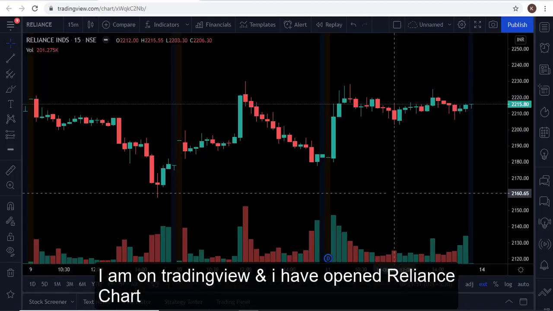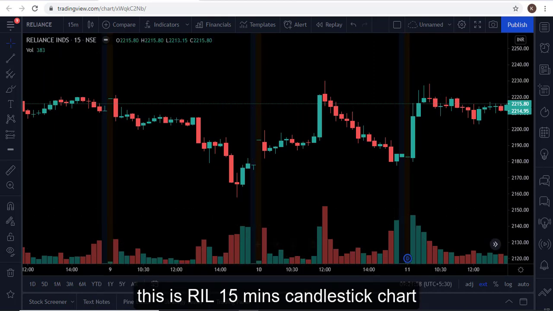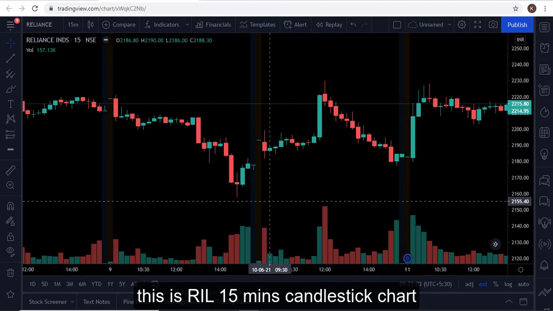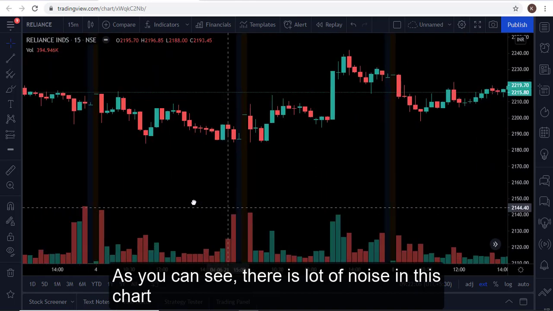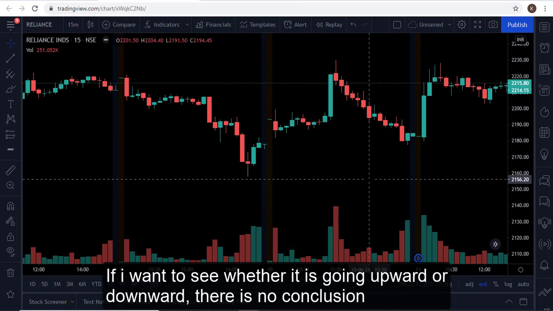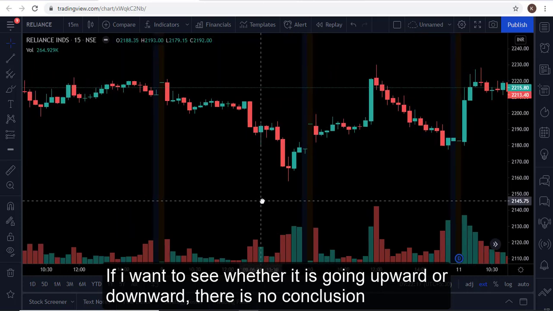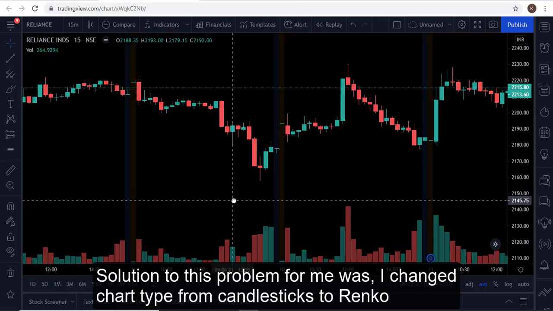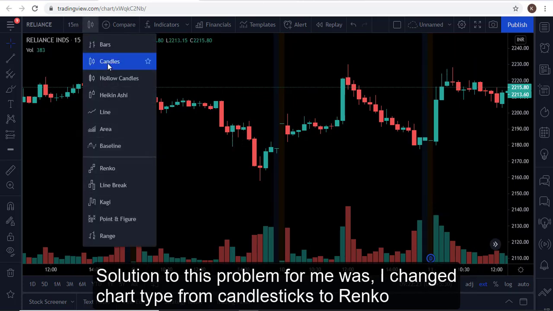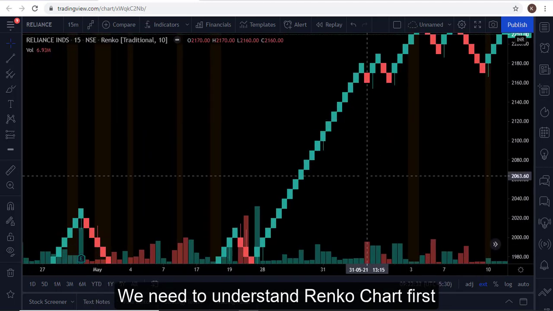So I am on TradingView and I have opened the graph of Reliance. This is the Reliance 15-minute candlestick chart. Now as you can see, there is a lot of noise in this chart. There is no definite trend. If I want to see whether it is going upwards or downwards, I cannot reach any conclusion. So as a solution, I changed this chart type from candles to Renko. Now we need to understand what Renko is first.